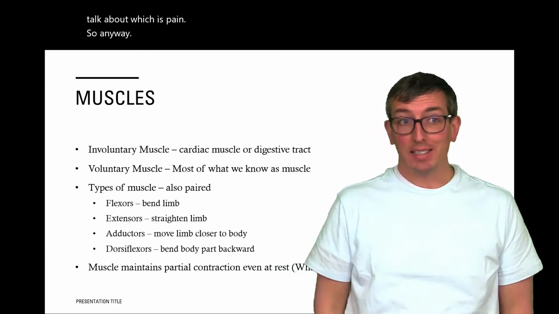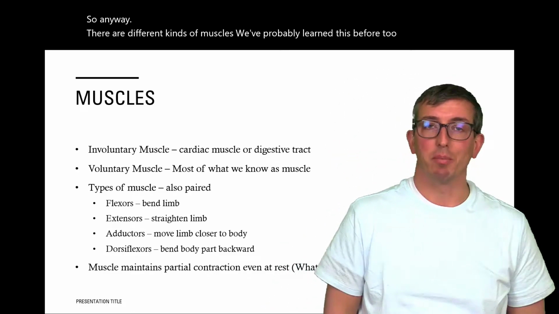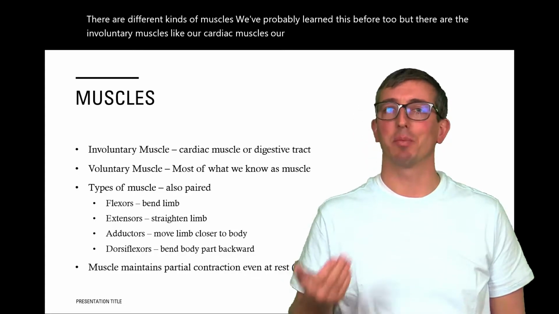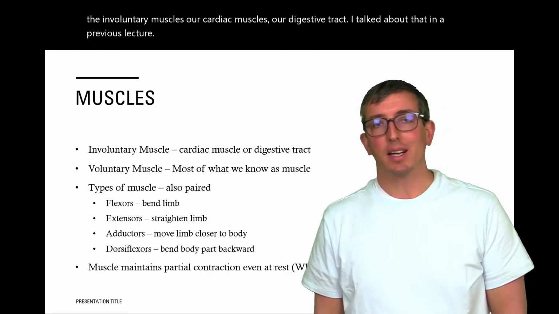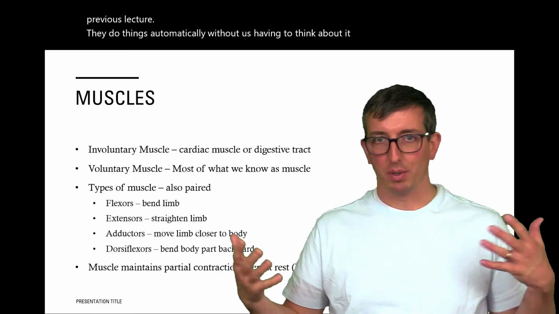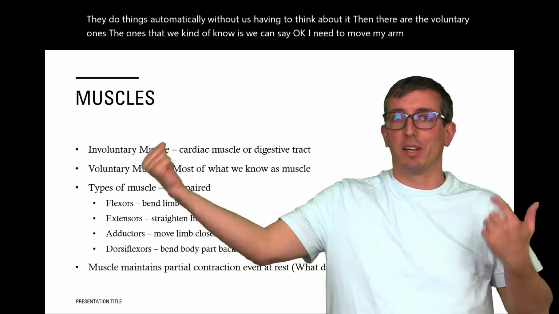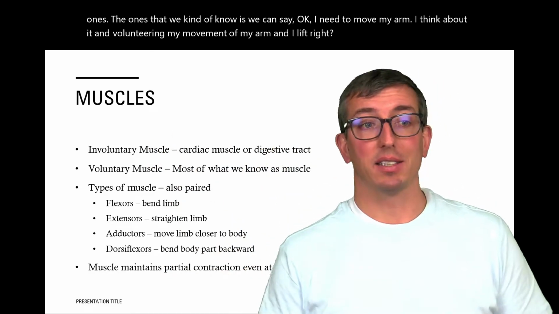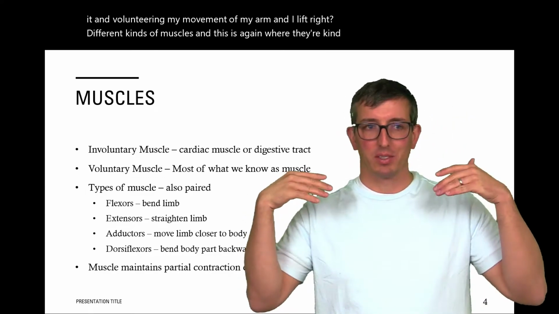there are different kinds of muscles. We've probably learned this before too, but there are the involuntary muscles, like our cardiac muscles and our digestive tract. I talked about that in a previous lecture. They do things automatically without us having to think about it. Then there are the voluntary ones, the ones that we know. So we can say, okay, I need to move my arm. I think about it, I'm volunteering my movement of my arm and I lift, right? Different kinds of muscles, and this is again where they're kind of pairing. So we have flexors.